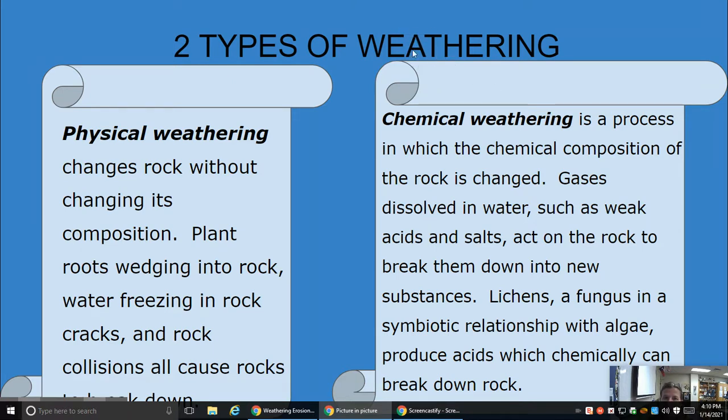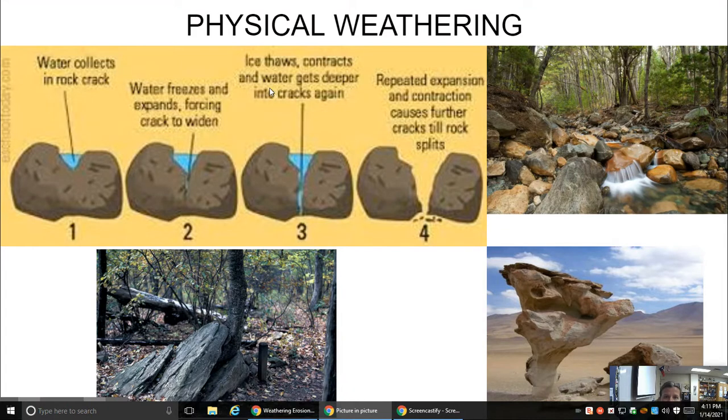So weathering is the breaking down of rock and landforms, and we have physical and chemical weathering. Physical doesn't change the composition, where chemical weathering changes the composition of the rock. So physical weathering. Here you can see water can collect in a rock. When water freezes and expands, it forces the rock to crack and widen. Ice thaws, contracts, and water gets deeper into the cracks again. Repeated expansion and contraction causes further cracks till the rock splits.